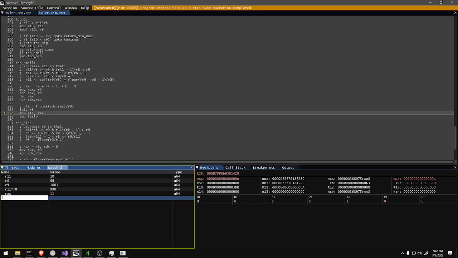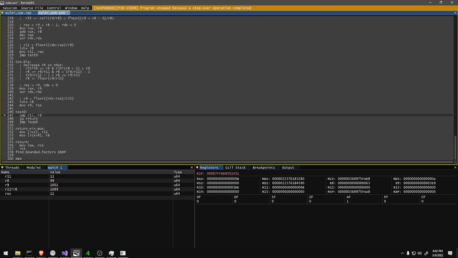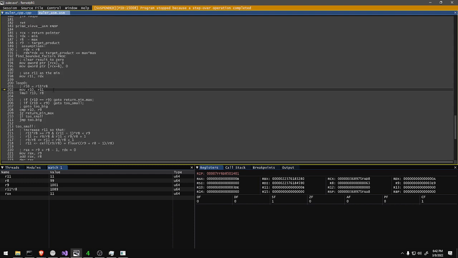And what it's saying is that's the new value of R11. We jump to the test, compare R11 with R8. 11 times 99 is fine, so we're not broken yet. We jump to the top of the loop, and then we multiply these into R10.